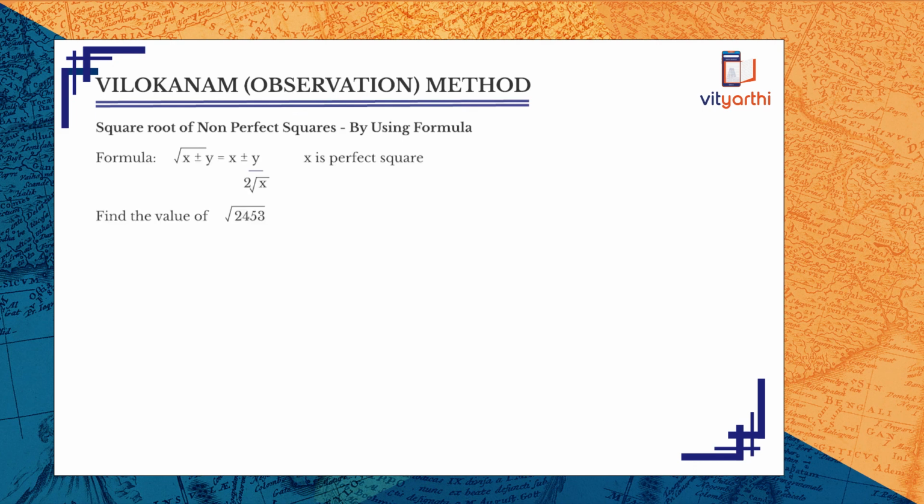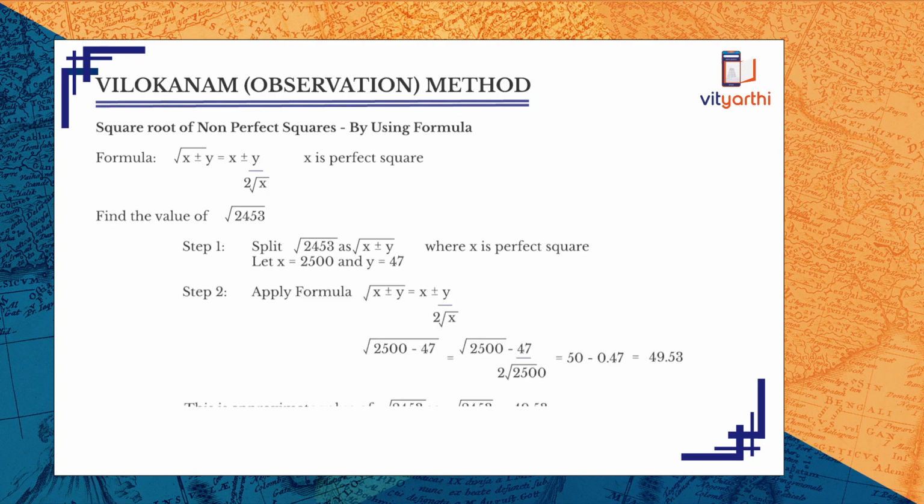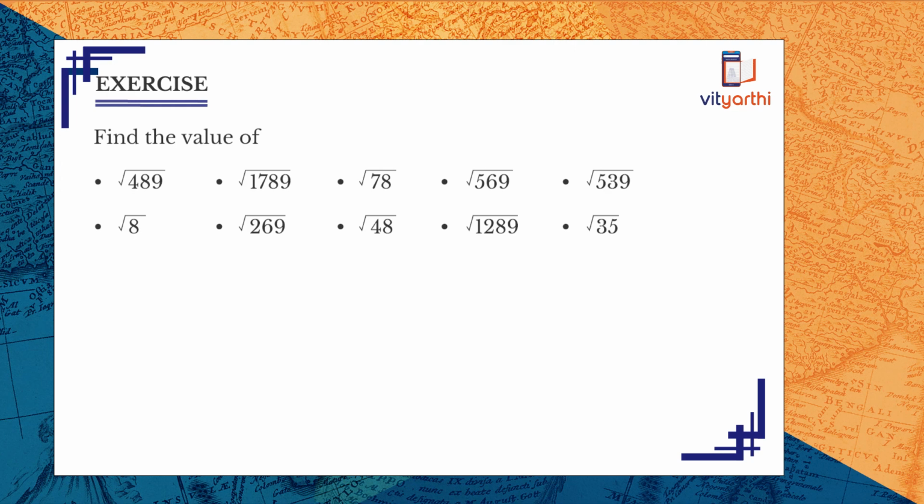Root 2453. We can split the value as 2500 minus 47. After applying the formula and simplification, we get the value 49.53. Learners are advised to solve these questions and check the answers by using digital sum.